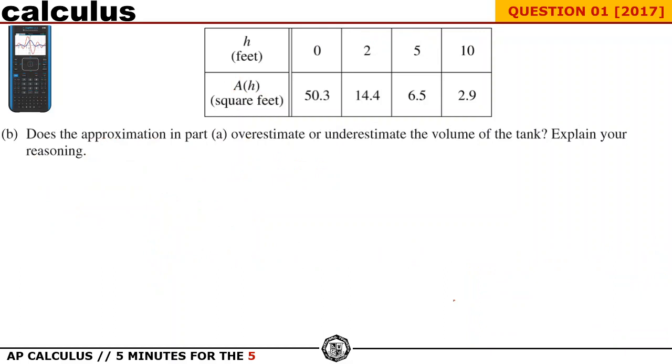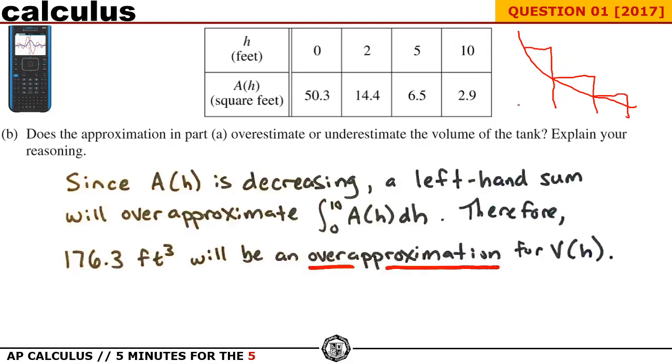All right, here we go. Part B. Does the approximation in Part A overestimate or underestimate the volume of the tank? And explain your reasoning. If you go back and read the original question, they told you that A of H is decreasing. And remember that anytime a function decreases, a left-hand Riemann sum is going to overestimate the value of the area under the curve. So for this question, we're going to state that since A of H is decreasing, a left-hand sum will over-approximate that integral. So 176.3 is definitely an over-approximation.